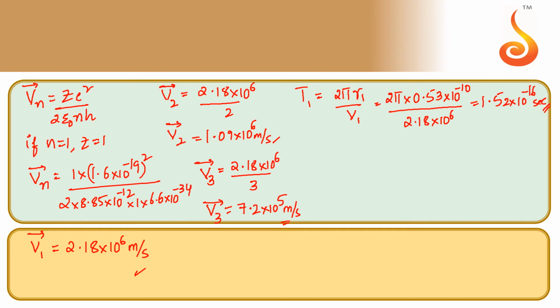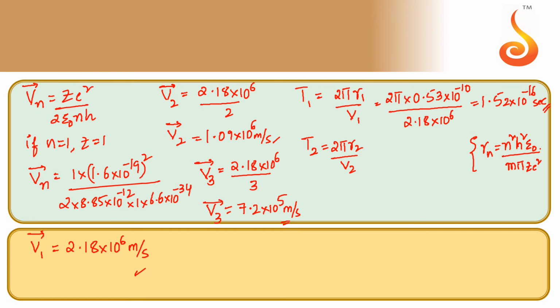So this is the time period to complete one revolution in the first orbit, and time T2 can be written as 2 pi r2 by v2. So we need to calculate r2 first. We know that the radius of the nth orbit is equal to n square h square epsilon naught by m pi Z e square. If n value is 1, this value will be 0.53 angstroms.